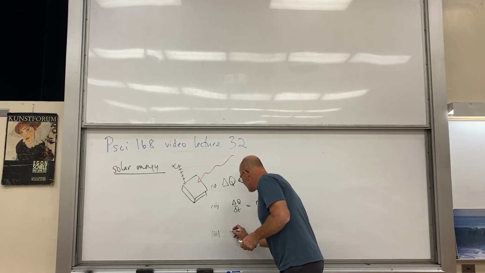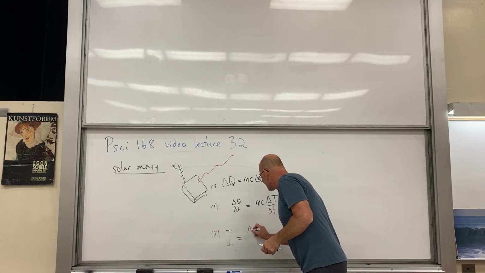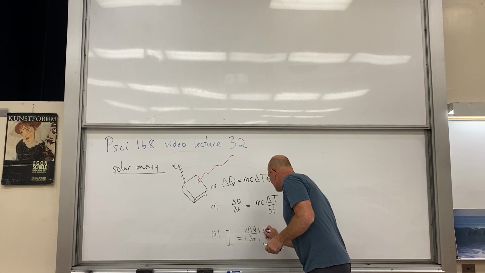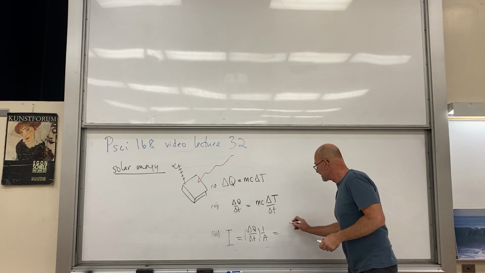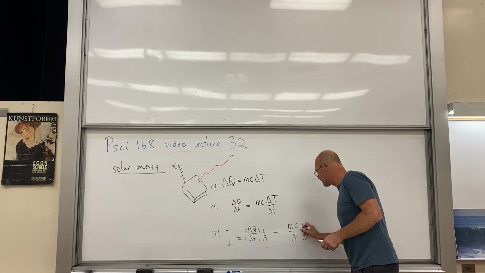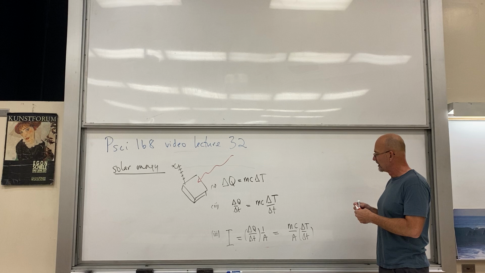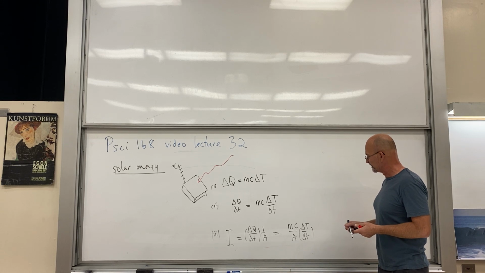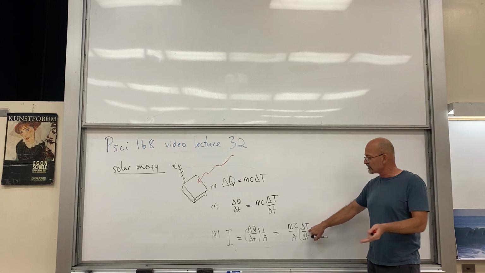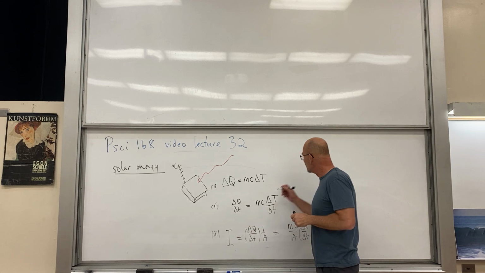Okay, so I'm going to use the letter I for the intensity. That's delta Q over delta t times 1 over area, and that's mc delta T over area times delta t. So this formula represents an experimental process, and I had shown on the graph that this would have just been the slope of our graph. If we took our data and did it right and carefully, we would arrive at this solar constant.